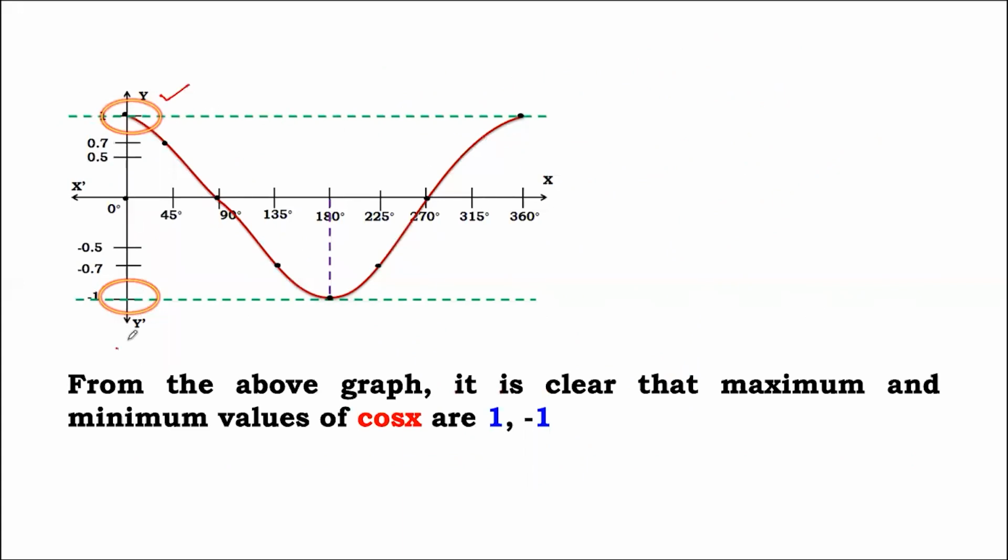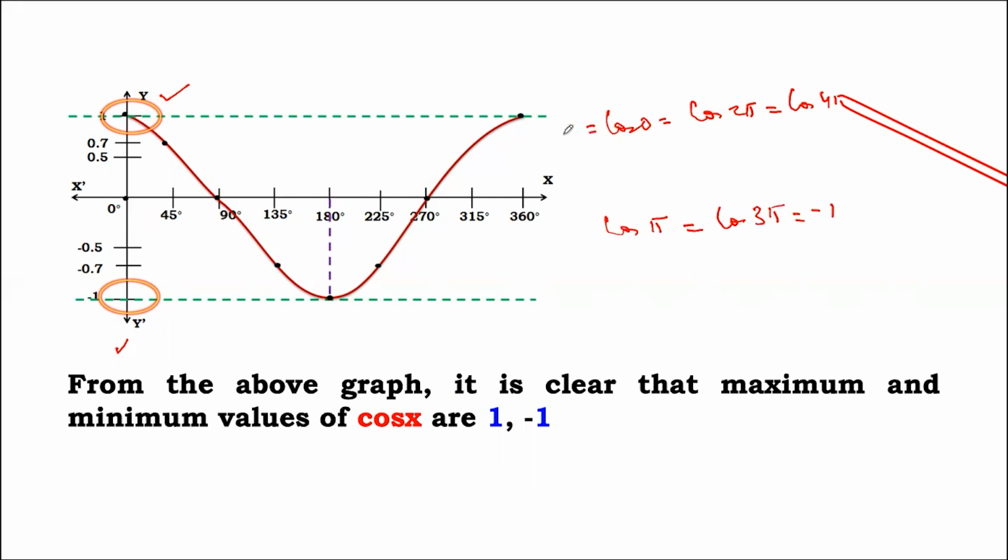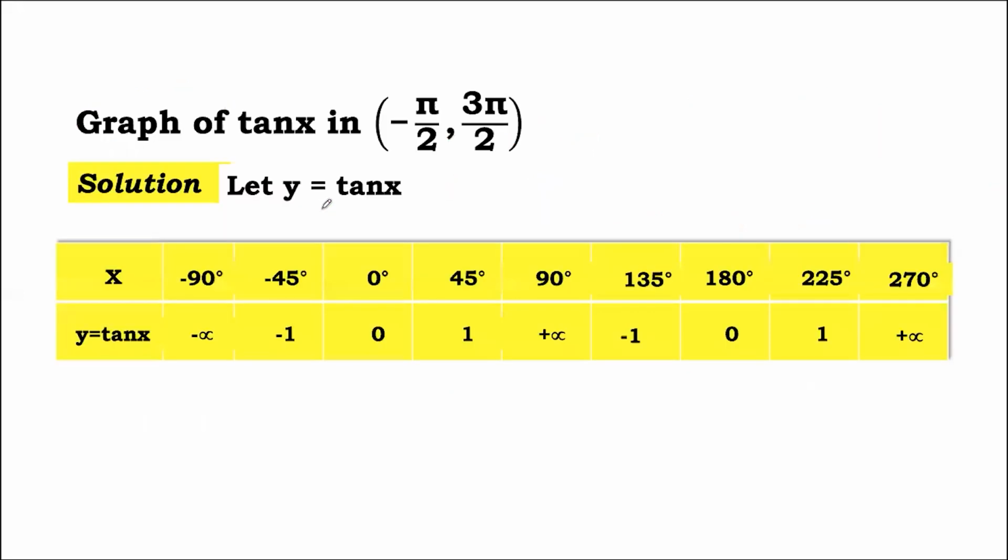So what is the maximum value? Obviously 1, and the minimum is minus 1. We get the maximum of 1 for cos 0 degrees, cos 2 pi, cos 4 pi, and so on. We get the minimum, minus 1, for cos pi, cos 3 pi, odd multiples of pi, and even multiples of pi or 0 give 1, right? This is the maximum and minimum value. So this is about the graph of cos, right?